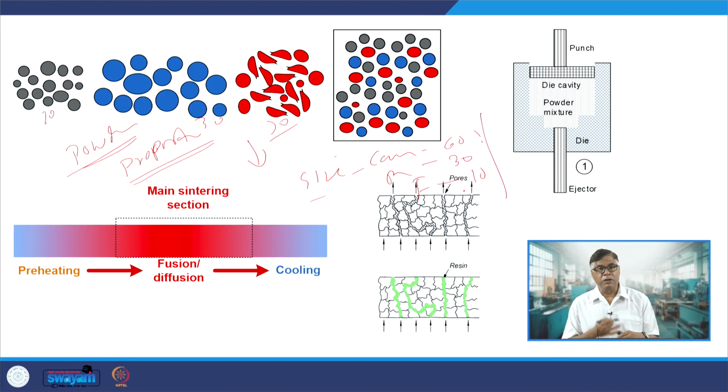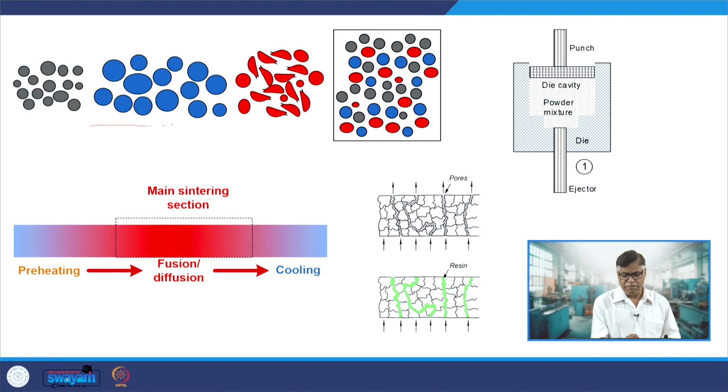So, proportioning not just of the constituents, but the size proportioning is also done in such a way that the apparent density is increased, the porosity of the product produced using the powder metallurgy approach is less, and very sound products are made which are free from defects. Okay. So, that is about the powders.